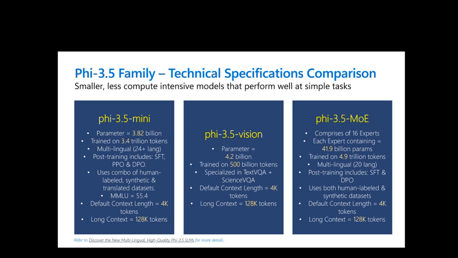As you see here with MOE, there's a vast difference between the mini and the vision, because instead of PPO, we are doing SFT plus DPO, which is direct preference optimization, utilizing both human-labeled and synthetic data sets. Default context length is again 4K, and long using rope is 128K. So this is, at a very high level, what the 3.5 family is, and some of the details around it.